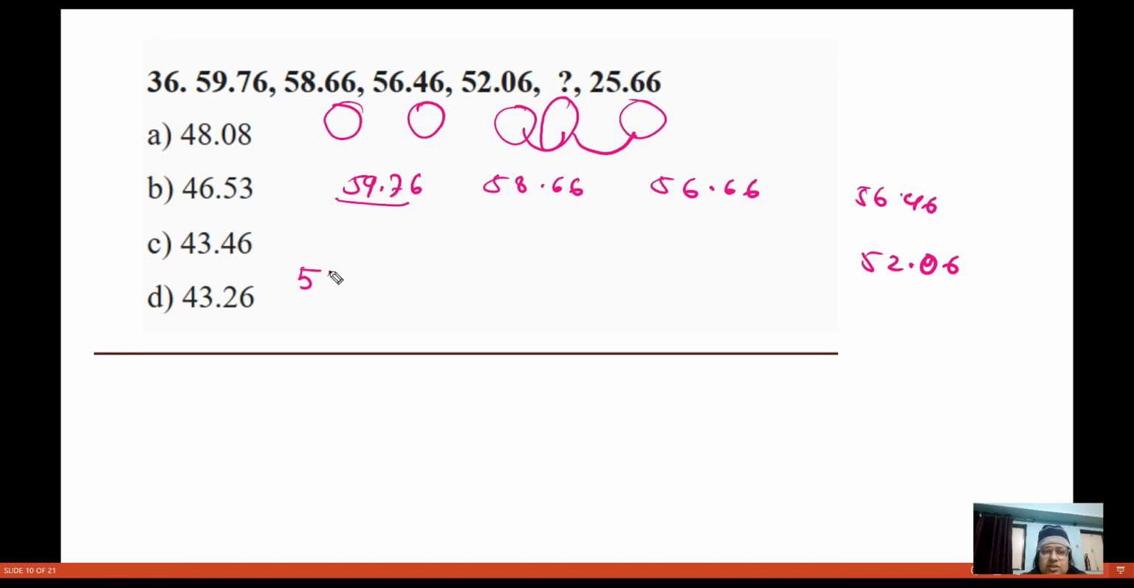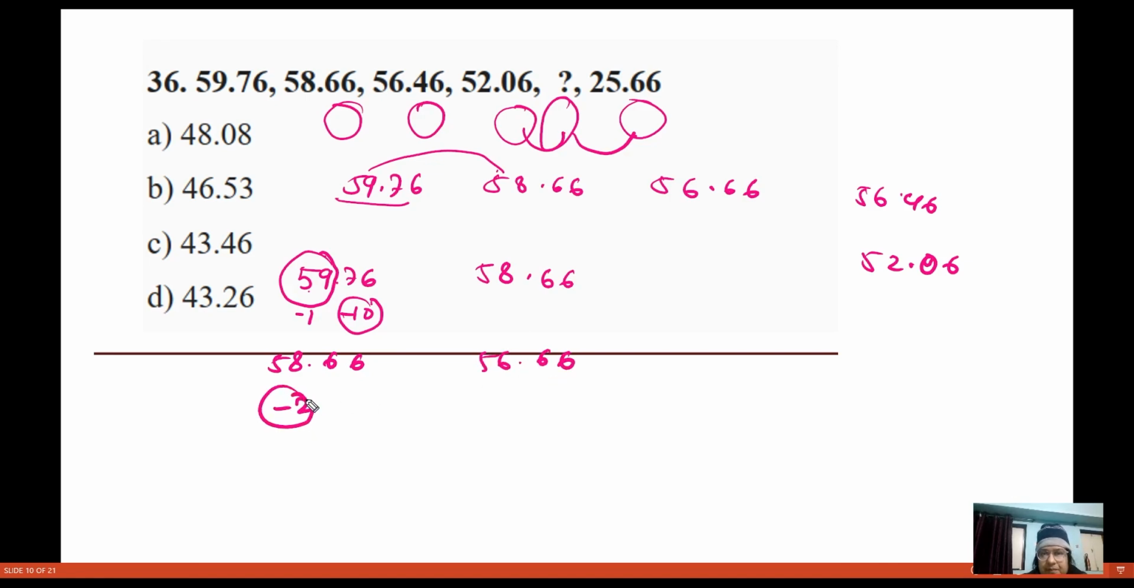So let us see. Now you see 59.76 is our first number, and then this number becomes 58. So minus 1 here and minus 10 in your decimal here. So you get 58.66. Fine. Now from 58.66, if we are going to 56.66, so minus 2 here, and this is 46. So minus 2 here and minus 0.20 here. So we are getting this. Okay, so this is getting multiplied by 2 and this is getting multiplied by 2 as well.